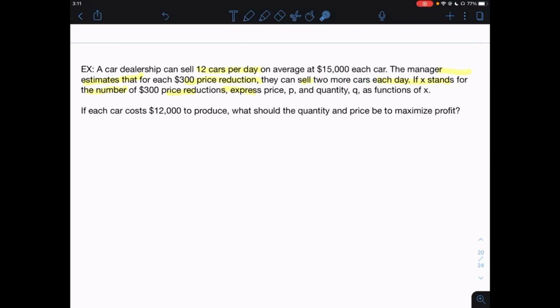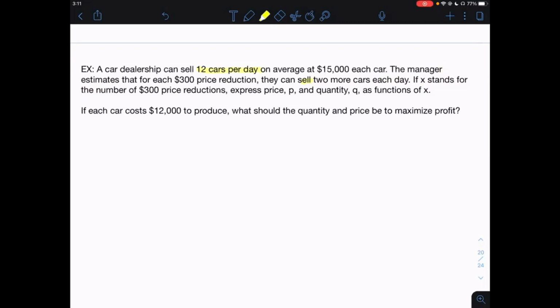All right. And if X stands for the number of price reductions, we want to figure out what our price and quantity needs to be. I kind of moved the things a little bit here. Let's see if it just erases the highlight. Yeah. Let me just re-highlight some stuff here.